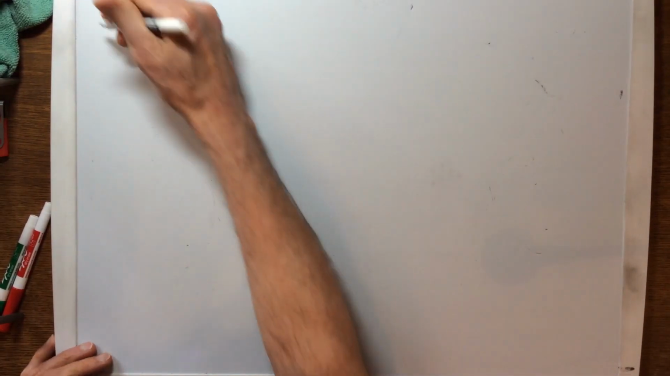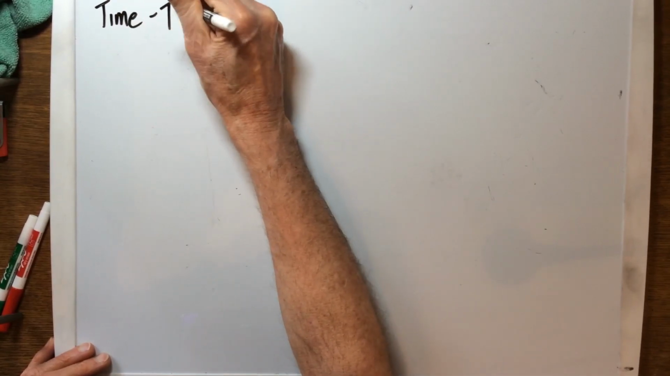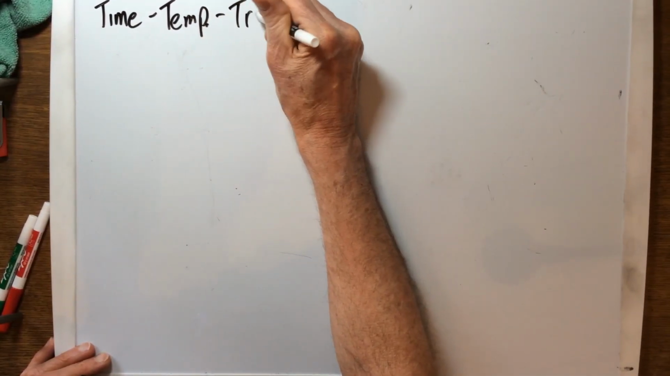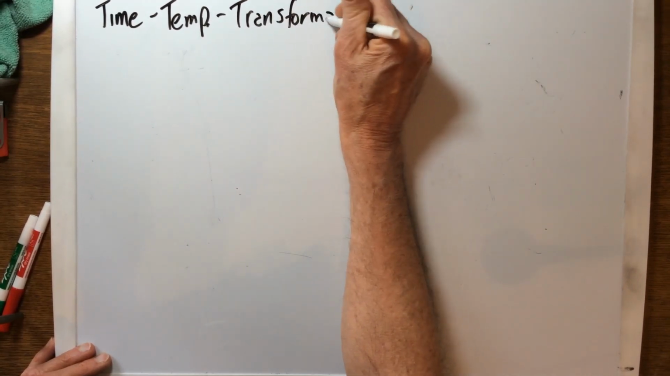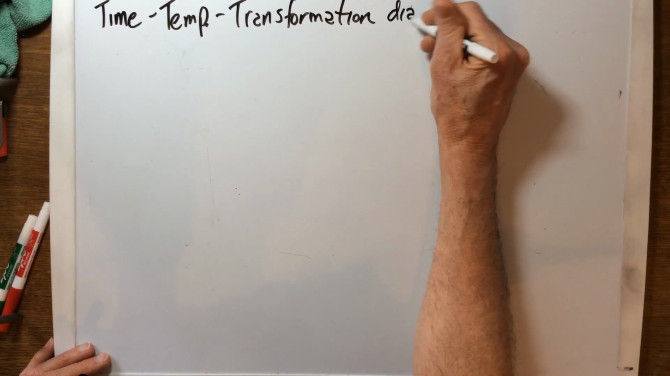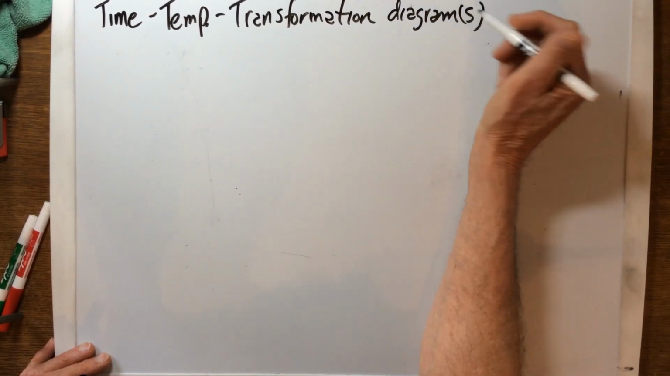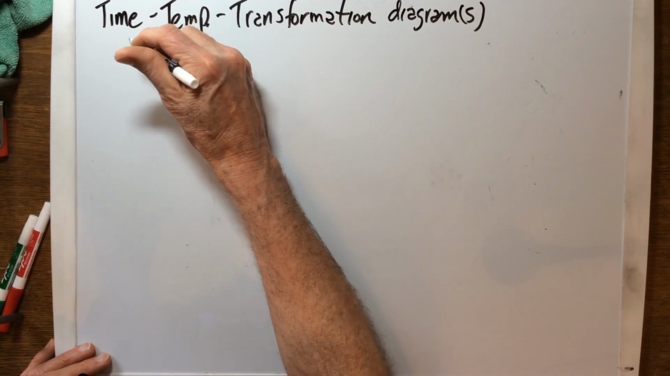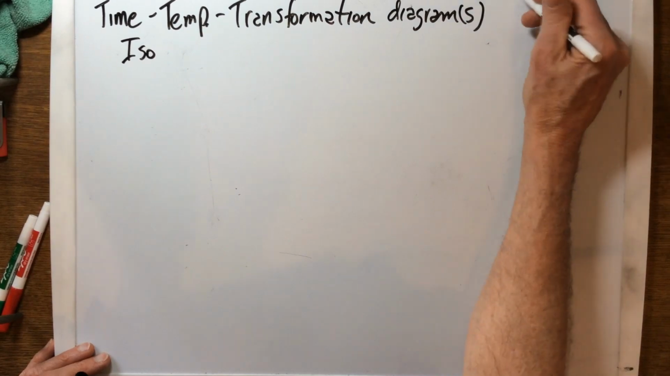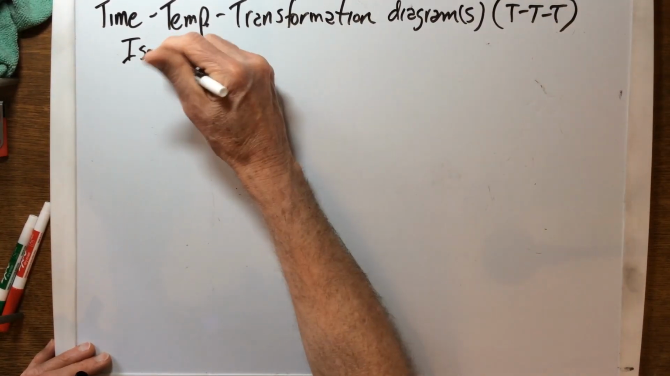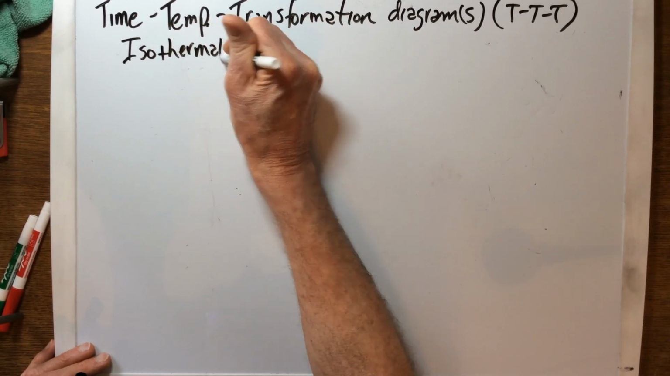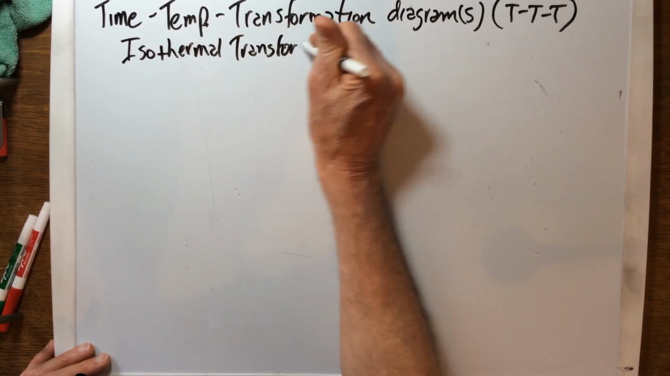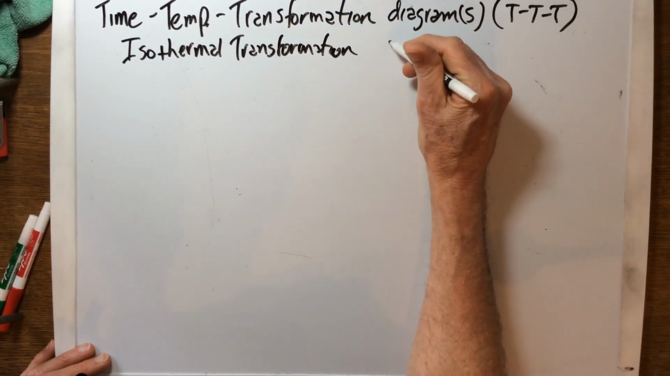Okay, so now we're going to look into this, and basically what we're looking at here is something called the time, temperature, transformation diagram. Actually, diagrams, okay? Also referred to as the ISO, and this would be, of course, the TTT diagram, and this would be the isothermal transformation diagram.